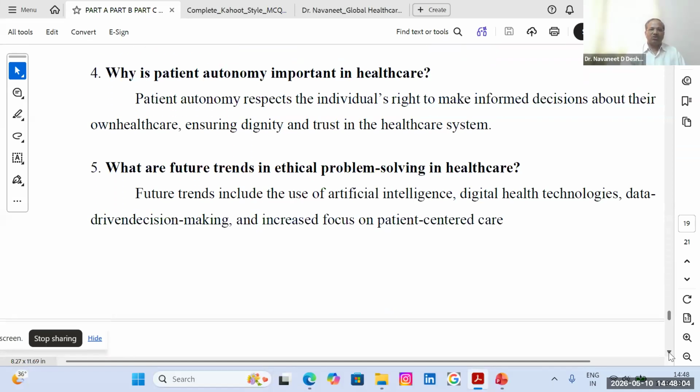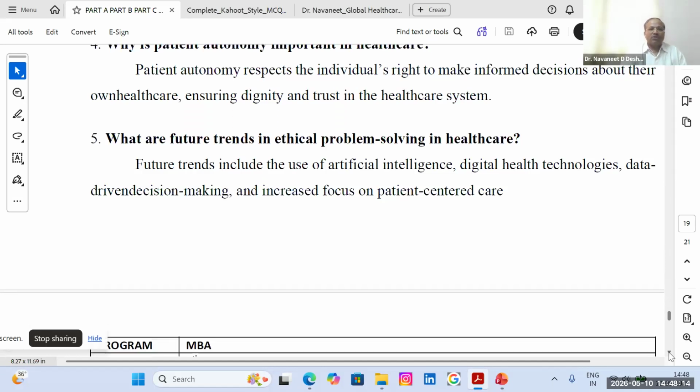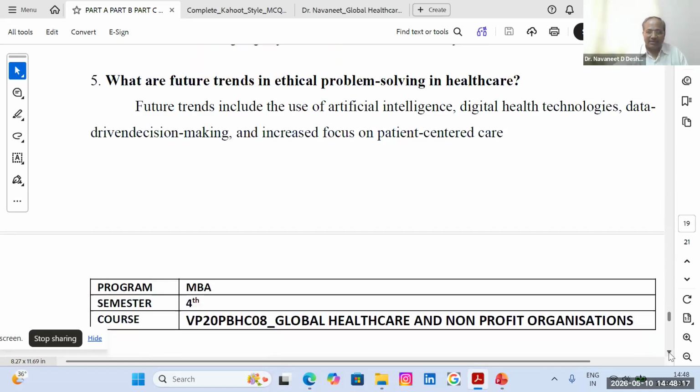Why is patient autonomy important in healthcare? Patient autonomy respects individuals' rights to make informed decisions about their own healthcare, ensuring dignity and trust in healthcare systems. What are the future trends in ethical problem solving in healthcare? The future trends include the use of artificial intelligence, digital health technologies, data-driven decision making, and increased focus on patient-centered care.